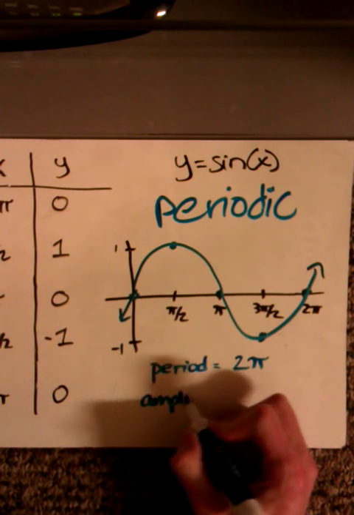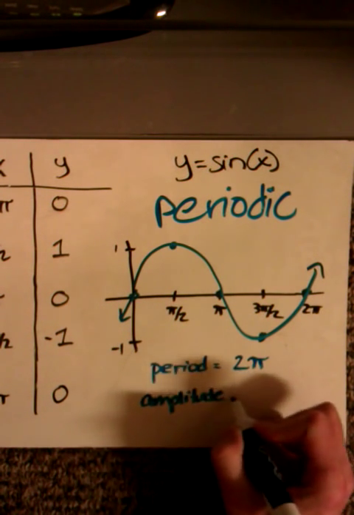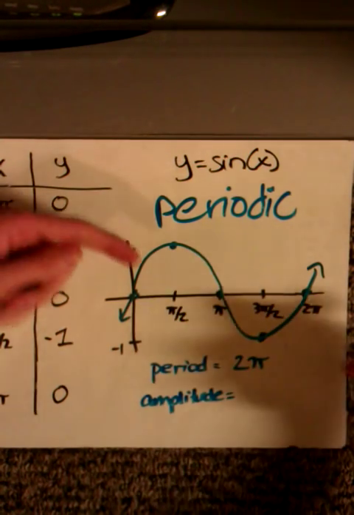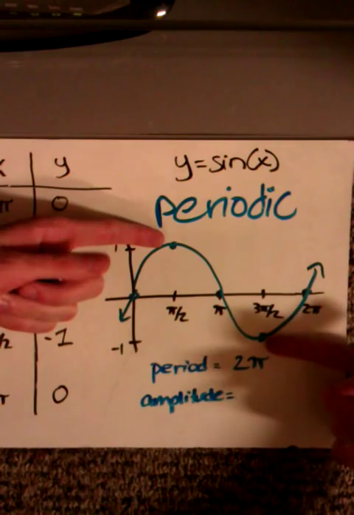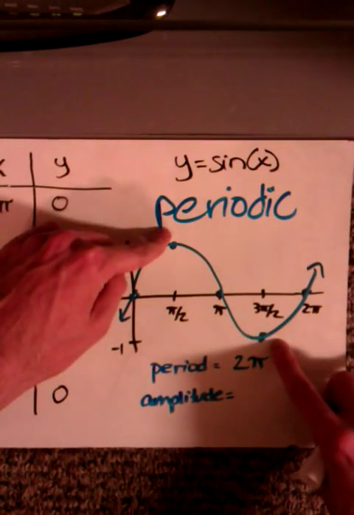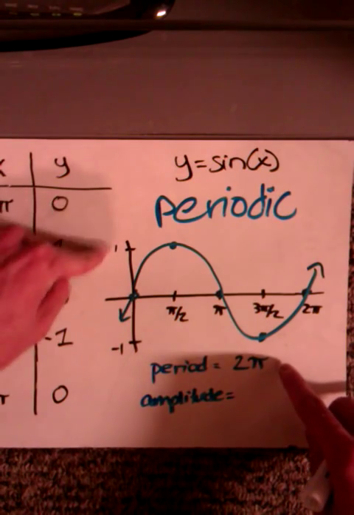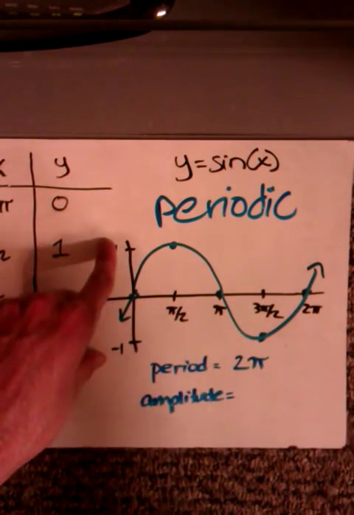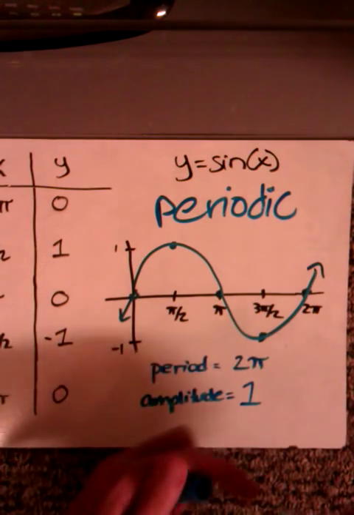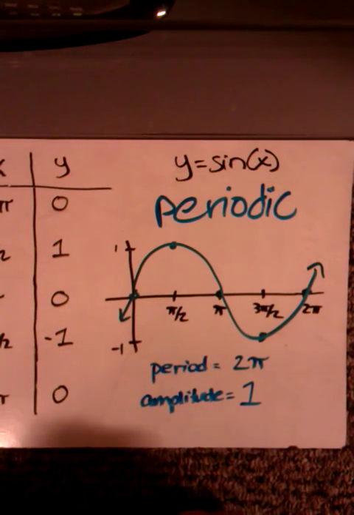Another buzzword you might hear with trig is amplitude. The amplitude measures the distance from the max to the min, and they take half of that number. So it's half of the max minus the min. So notice if we're going between 1 and negative 1, that's a distance of 2. Half that would be just 1. So the amplitude for sine is just 1 unit.